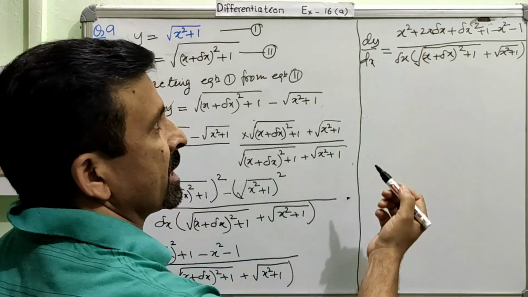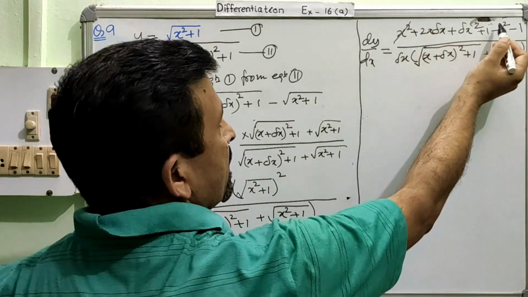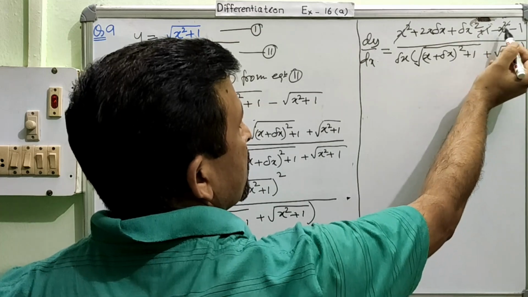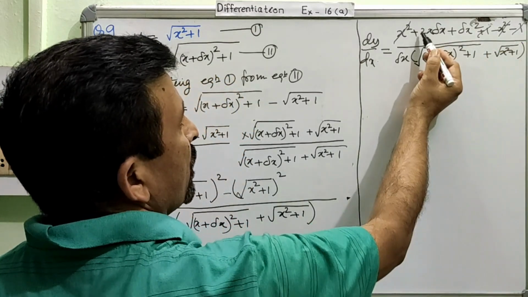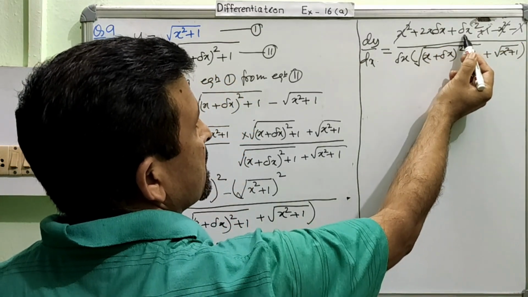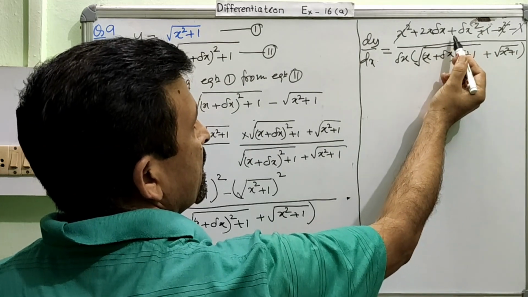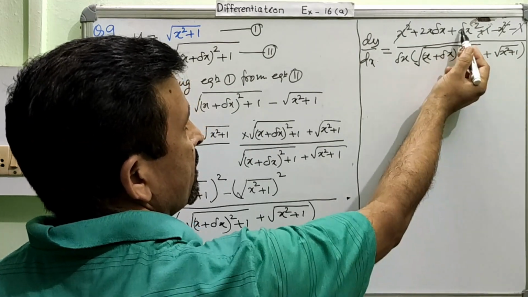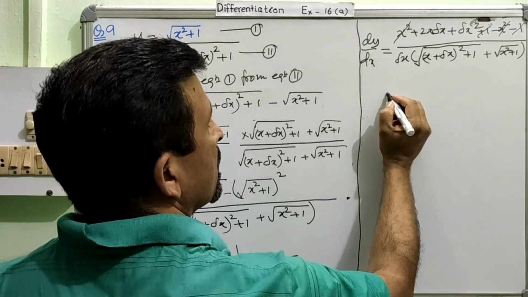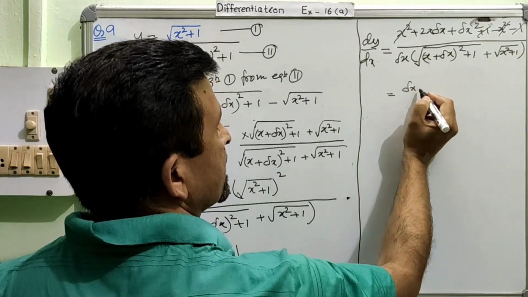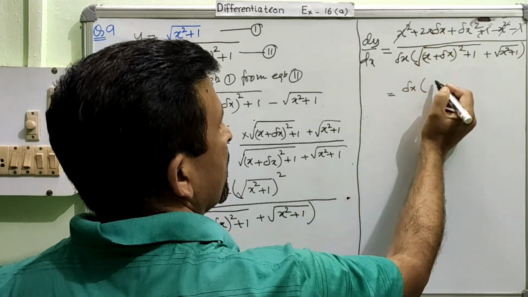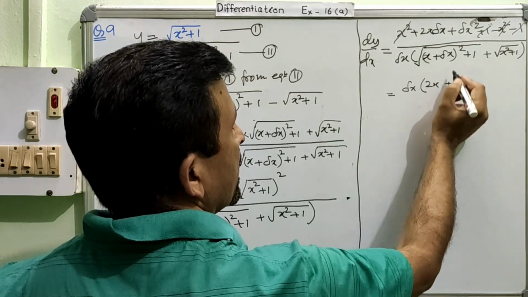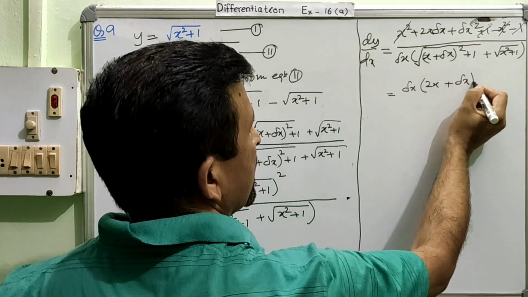Now let us see what we can simplify in the numerator. x square minus x square cancel, plus 1 minus 1 cancel. Now we are left with 2x delta x and plus delta x square in the numerator, and in both the terms we have delta x. So can we take out the delta x common? From the numerator, if you take out the delta x as common factor, then we are left with 2x, and from here you will be left with the delta x, right?